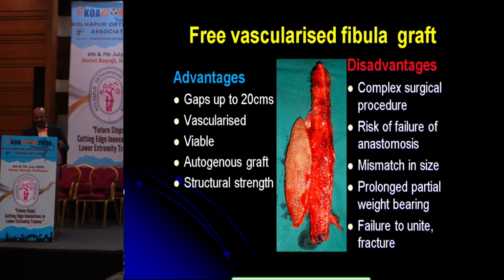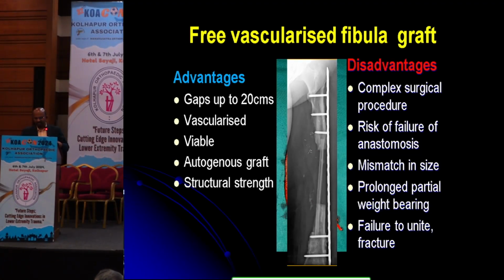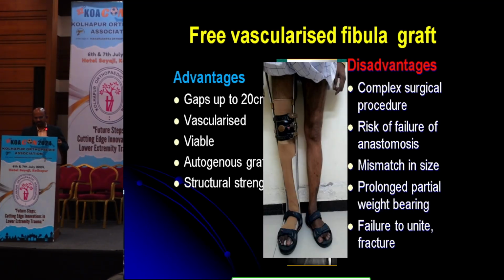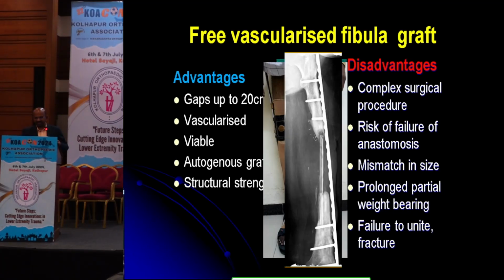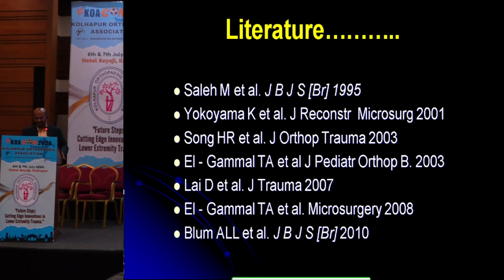The advantage is that it is a vascularized, viable, autogenous graft which has structural strength. The disadvantage is that it is a complex surgical procedure. The vascular anastomosis takes quite a long time. There is a risk of failure, and there is a mismatch in size between the native bone and the free vascularized fibula. It needs prolonged protection to prevent further fractures, and sometimes it may not go on to union, and infections can cause failures as well.